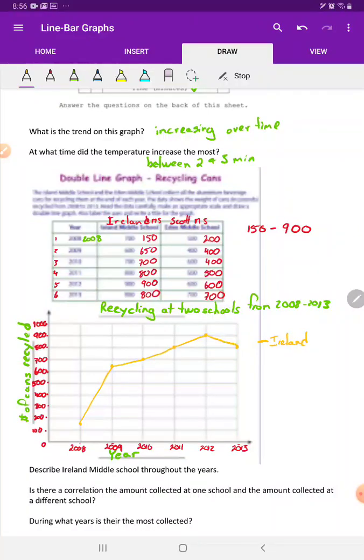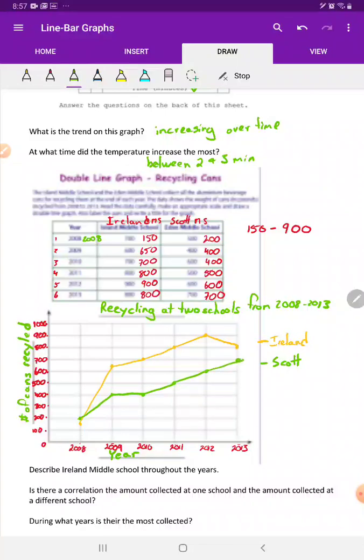All right. And then we're going to use green for Scott. That's cool. All right. And Scott starts a little bit higher. It starts at 200 right there, but then it doesn't jump as much. It goes to 400, then 400 again, then 500, then 600, then 700. Okay. And we'll draw those lines.